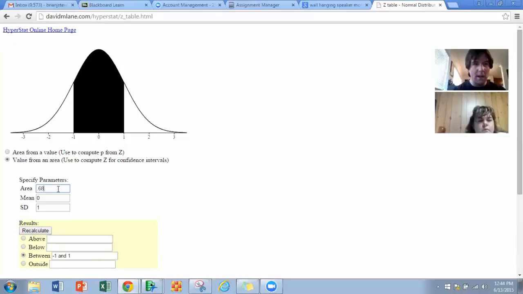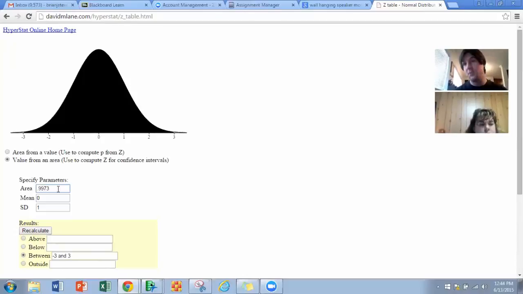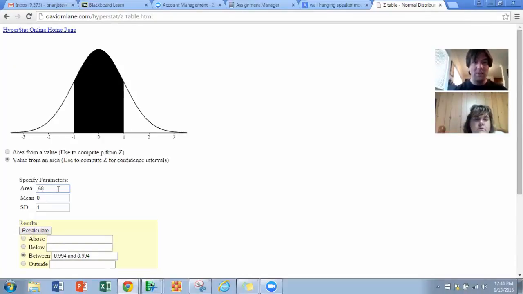Now 99.7 is very close, but it's actually 99.73. You don't need to know the exact numbers. You do need to know 68, 95, 99.7. That's what these are based off of. As you can see, 1 standard deviation above and below, 2 standard deviations above and below, 3 standard deviations above and below: 68, 95, 99.7.